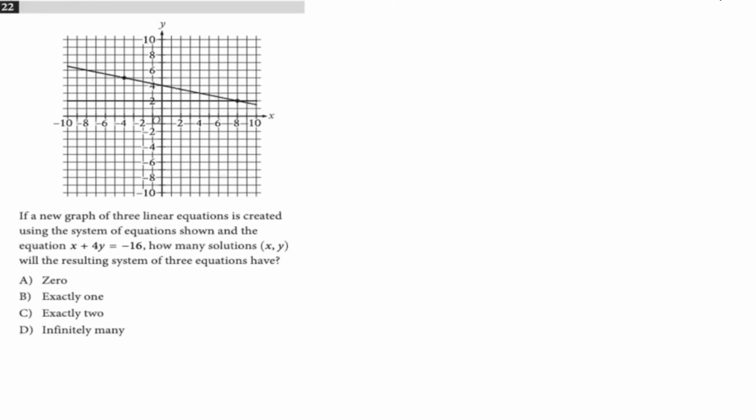In this question, we're asked to find how many solutions this system of equations will have.